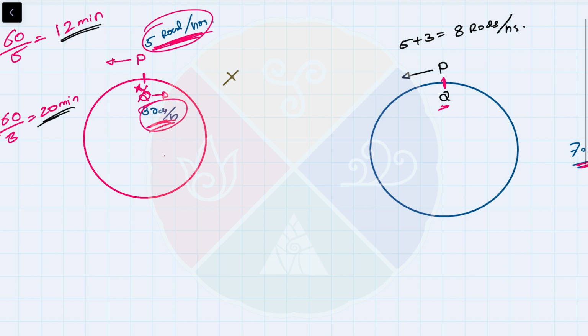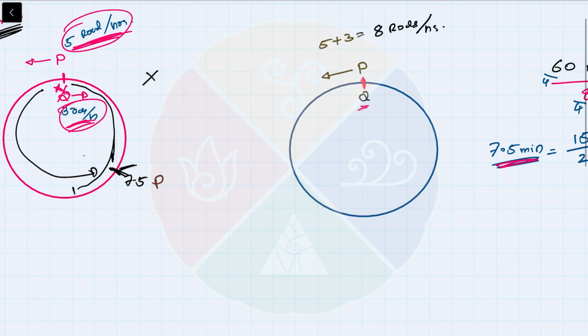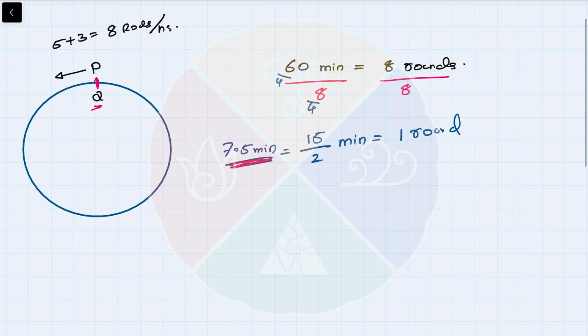So basically what is happening is that after every 7.5 minutes, they'll be meeting. For example, after 7.5 minutes, see, 12 minutes for one full round, P is going to reach somewhere here, and Q actually needs 20 minutes to finish the circle. By 10 minutes, he will only reach here. By 7.5 minutes, he is going to reach somewhere over here. So they are going to meet the first time over here. Okay. So I don't care where, I just want to get the number of meetings. So I'm going to take the relative velocity, and that's why I'm doing this.